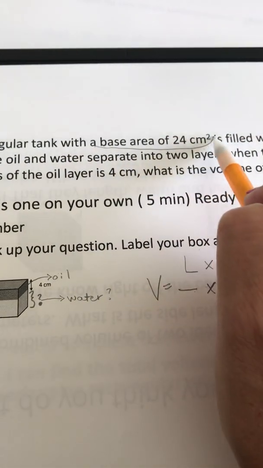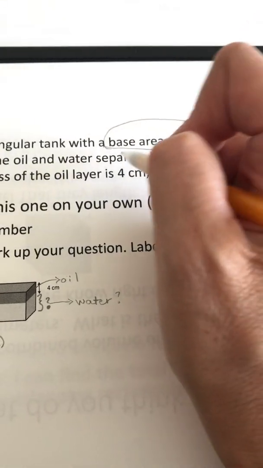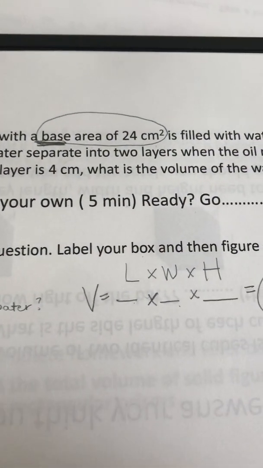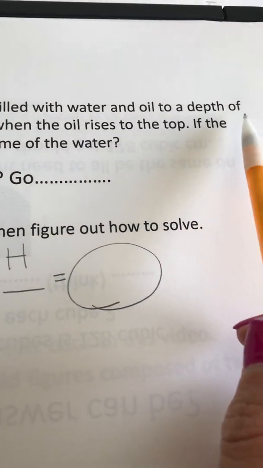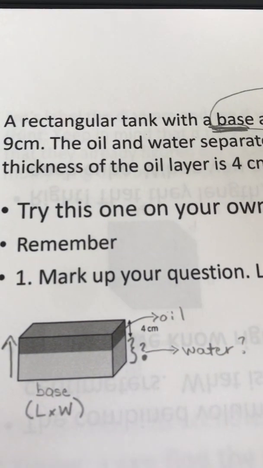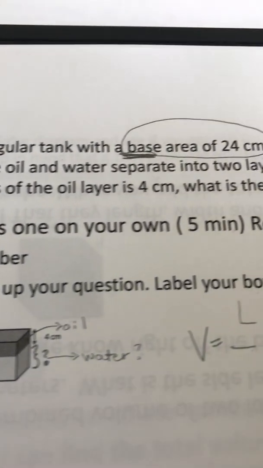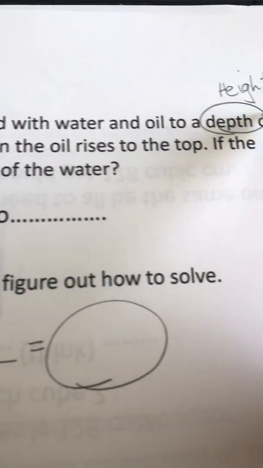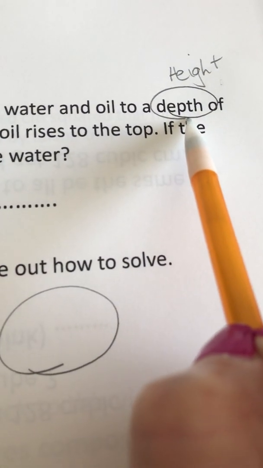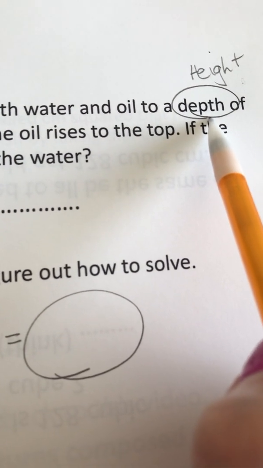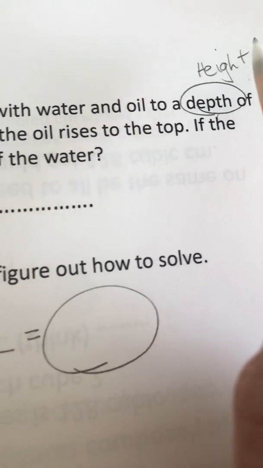That's really important. We're going to mark that up. This has a base. Remember what I told you what a base was? We'll go over that. It is filled with water and oil to a depth of 9 centimeters. Depth, that's the height of it. So when they say depth, that's the height of it. So we know how high that is. That's the H in our formula, of 9 centimeters.